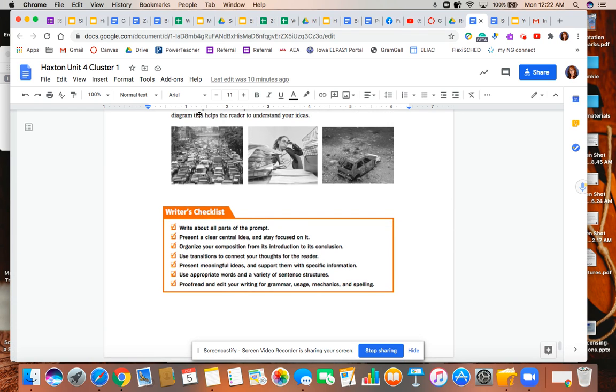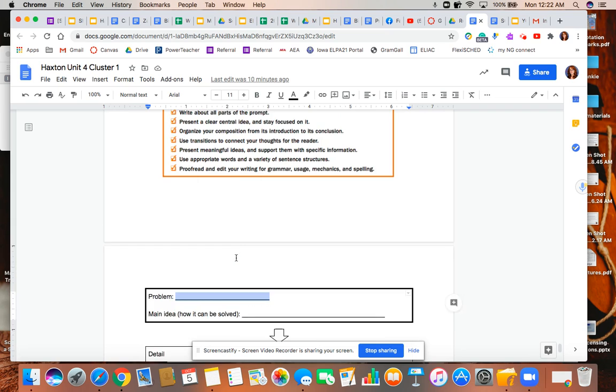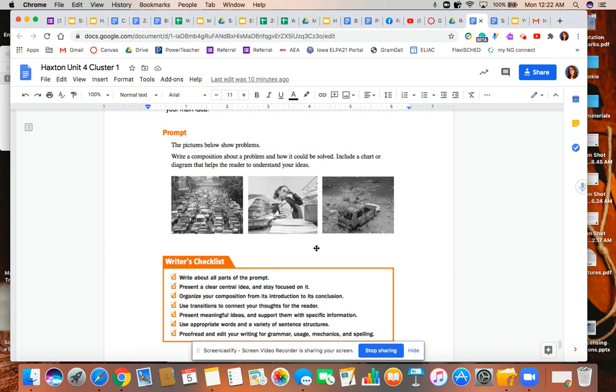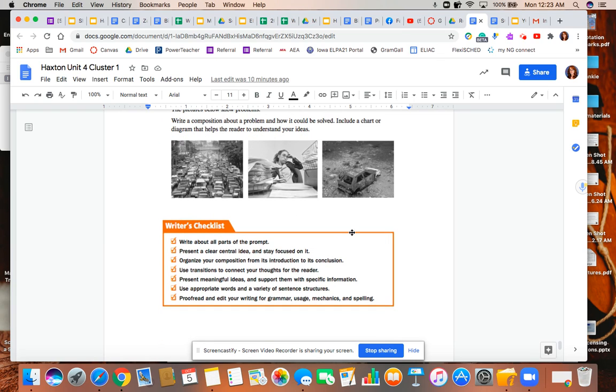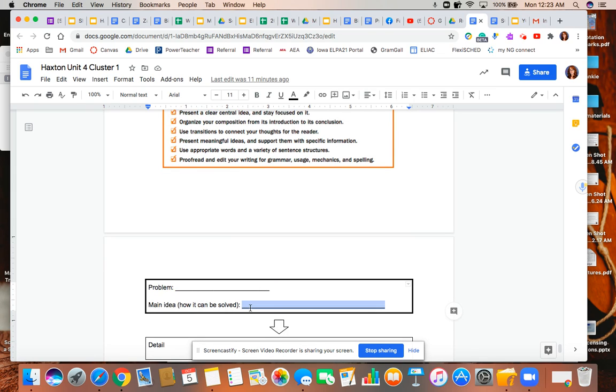So if you chose the first picture, you might write something like too many cars in the street. If you pick the second one, you might write too many papers to grade. And if you pick the third one, you might write people putting junk in the environment, people putting their trash in the environment, in the world outside. And then down below, you write your big idea of how that problem can be solved.